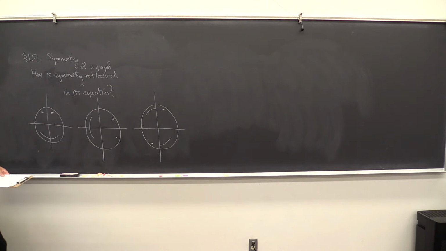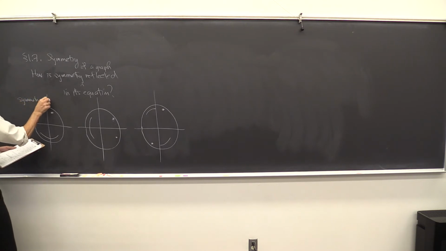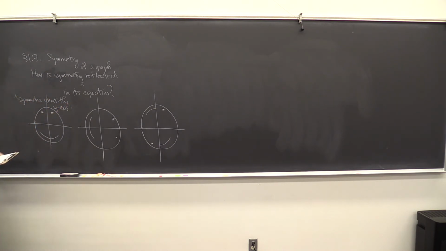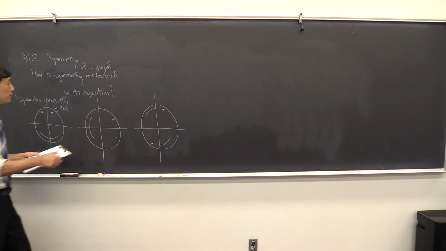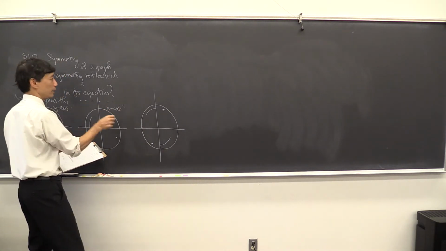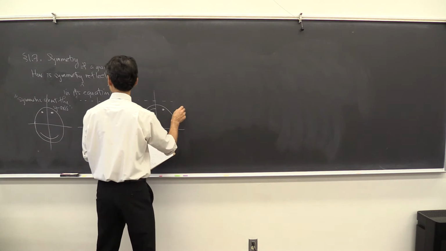In any case, all of these things you sort of feel have a symmetry. This one is called symmetric about the y-axis, because you can reflect it across the y-axis. This one is symmetric about the x-axis. And then this last one is called symmetric about the origin.